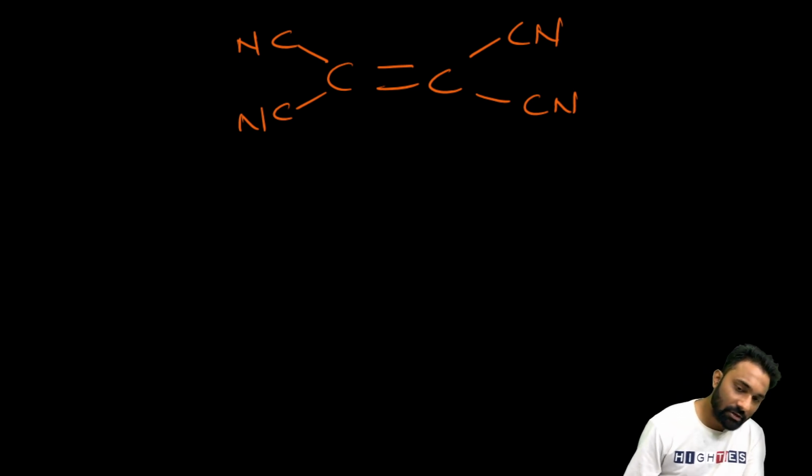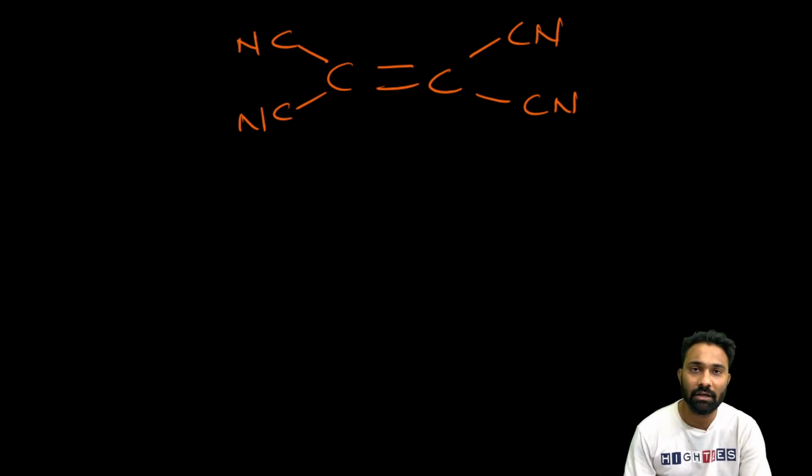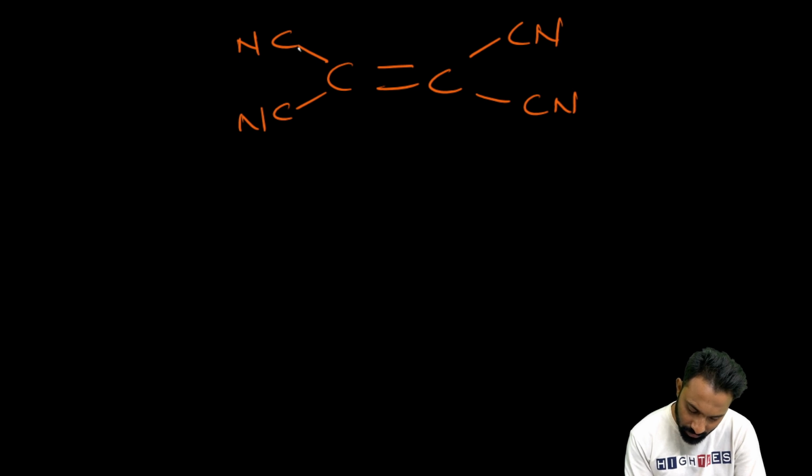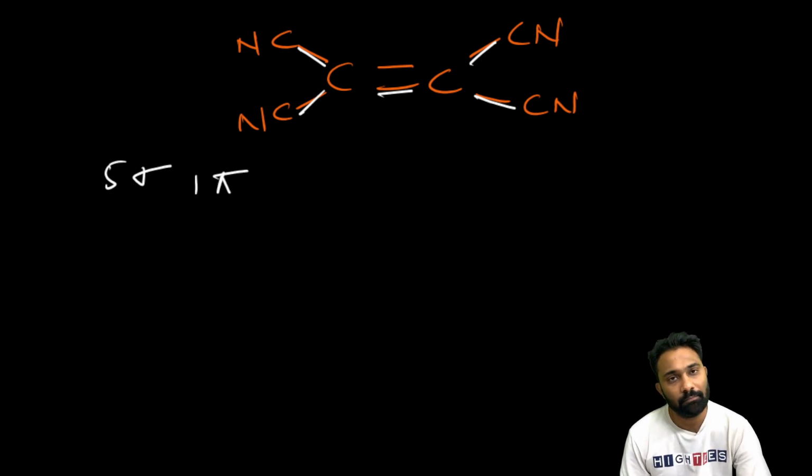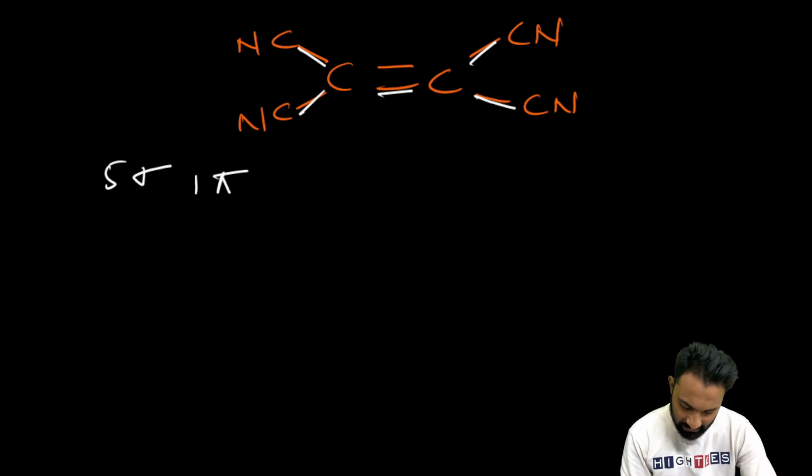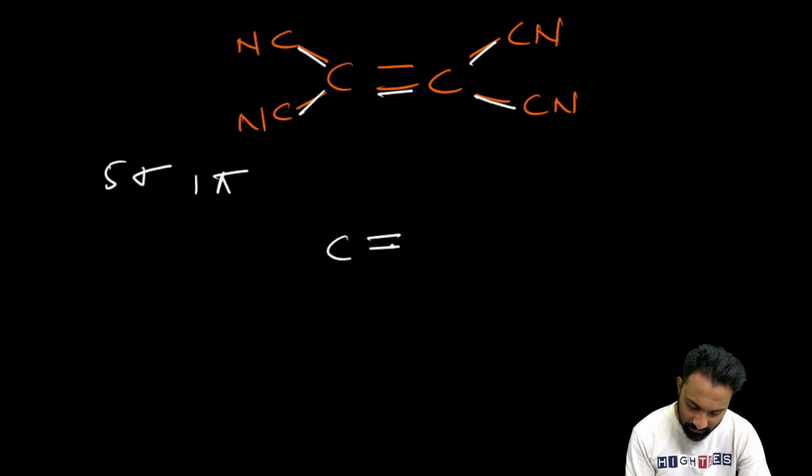So whenever this type of compound is given, blindly you will believe that the number of sigma bonds will be 1, 2, 3, 4, 5 sigma bonds, and the pi bond will be 1 pi bond, you will think, and you will come. But here this compound will be in this manner.